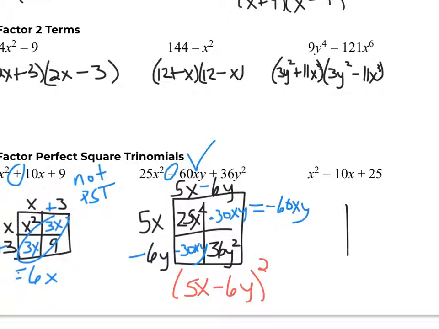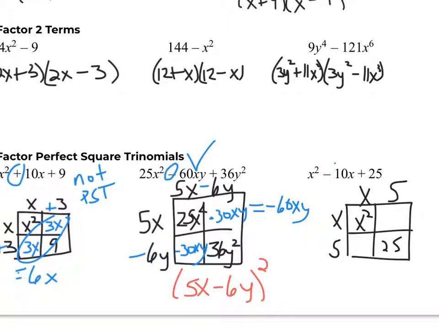Let's try the last one. First term, first box. Last term, last box. Square root, square root, square root, square root. My middle sign is negative. Let's check my middle term. Negative 5x does give me negative 10x. So this factors to x minus 5 squared.